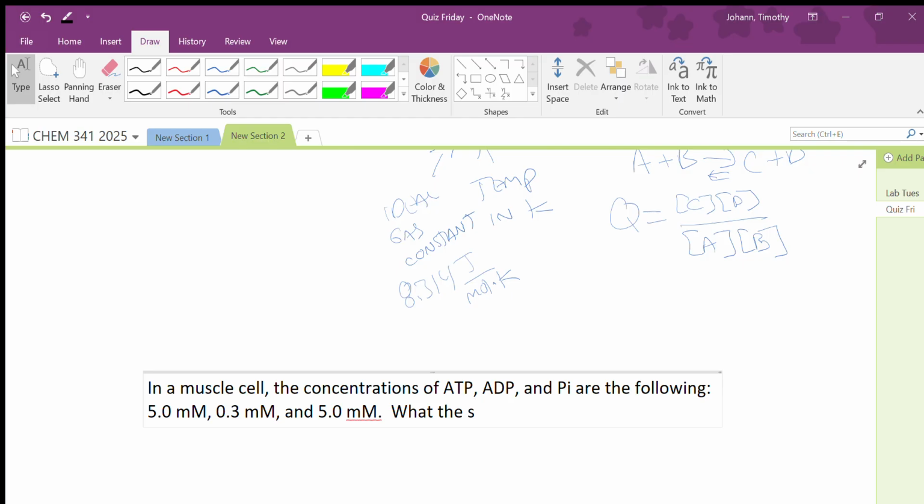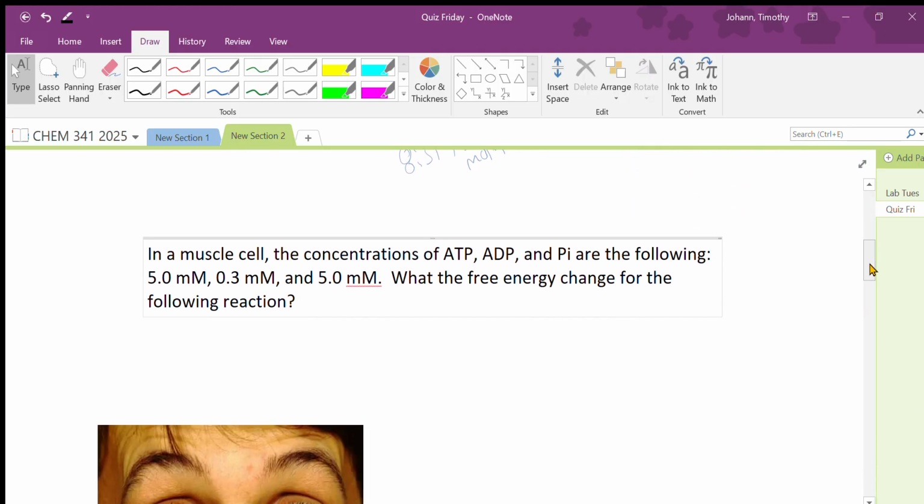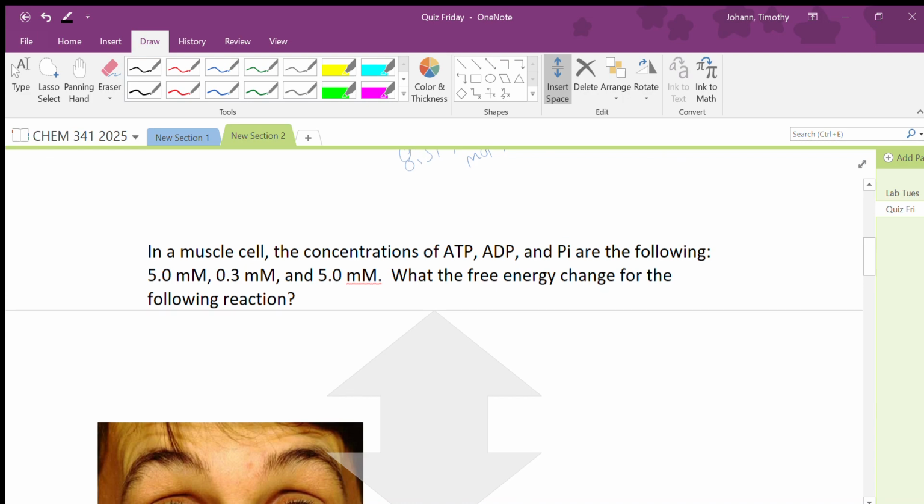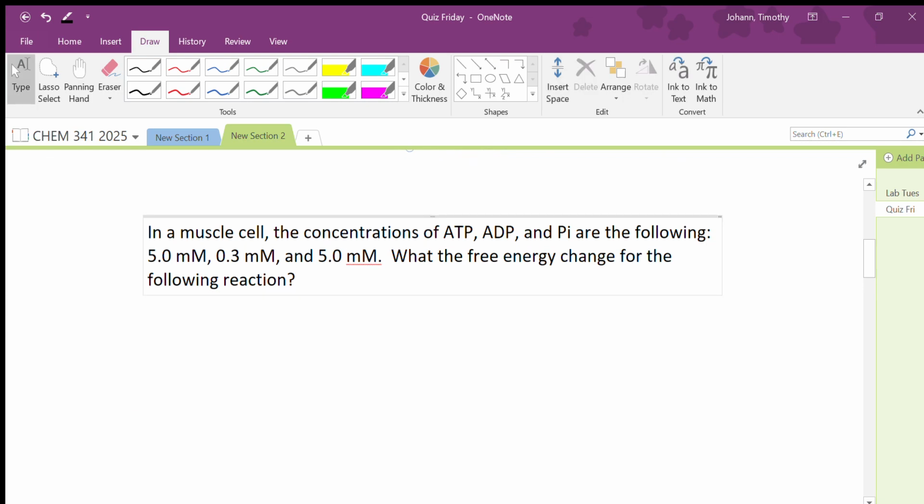What is the free energy for the following reaction? We're in a muscle cell, so the reaction I would be running would be this: ATP plus H2O goes to make ADP plus phosphate. So I forgot to put the concentration of water in there. Does that matter?